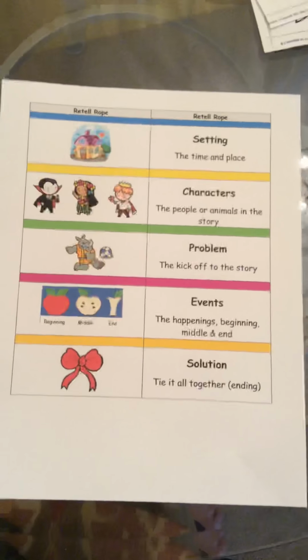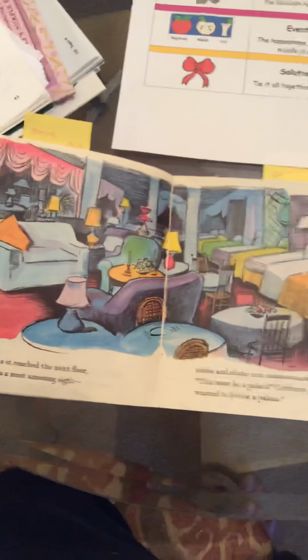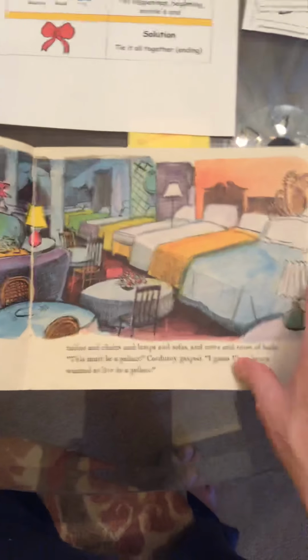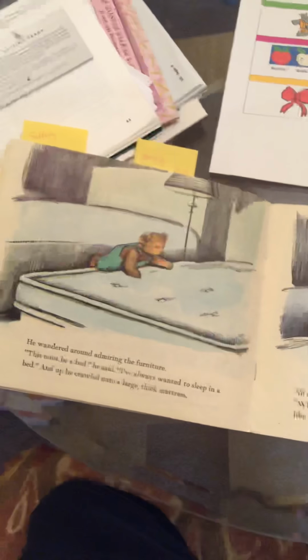So Corduroy decided he wanted to go look for the button. And he went all over the store. And he kept looking for his button. And finally, he got to the furniture department of the store, which he said looked like a palace. And on one of the mattresses on the bed, he saw a button.